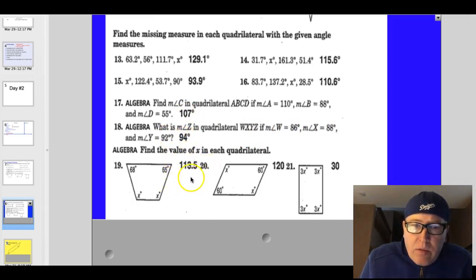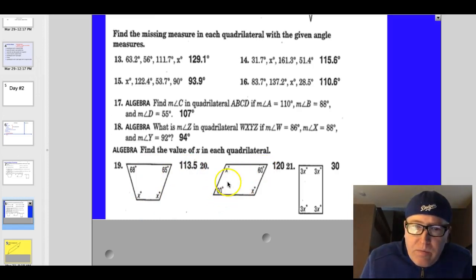Now we're back to some a little more visual problems here. This one here a little tricky. You have 360 degrees in a trapezoid because it's a quadrilateral. You subtract 68, you subtract 65, and then you have these two angles left which are both x's. So you can take and divide that by 2, and you'll get 113.5 degrees for both those angles. Hopefully you got that one there.